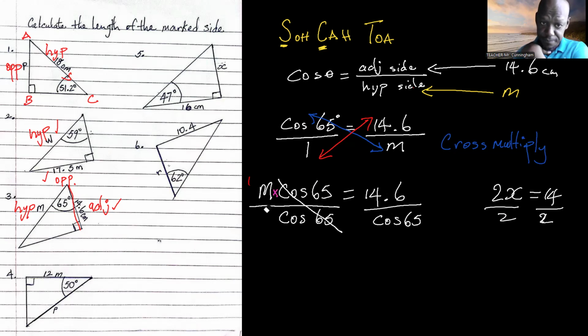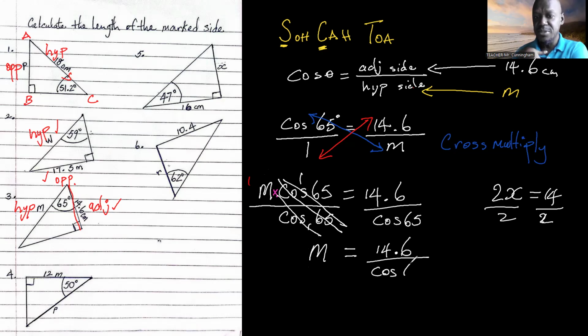So what is going to happen here with the cos 65, Kishon? Cos 65 divided by cos 65 gives what? 1. Very good. So on the left-hand side these cancel out, and all I'm left with is my M. So M is equal to 14.6 divided by cos 65. Correct? Any questions?